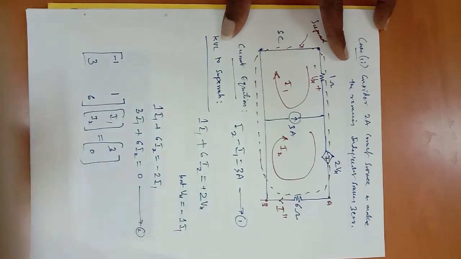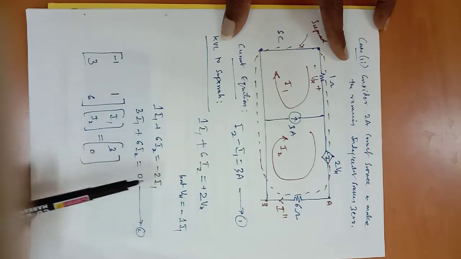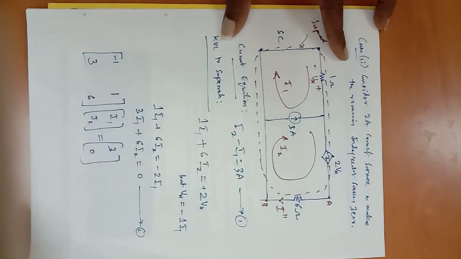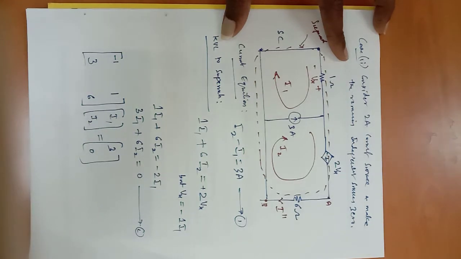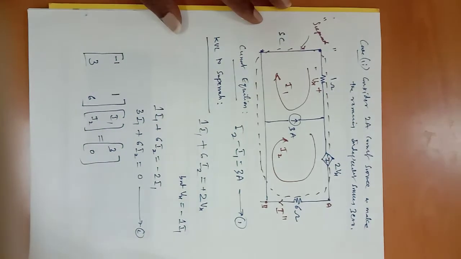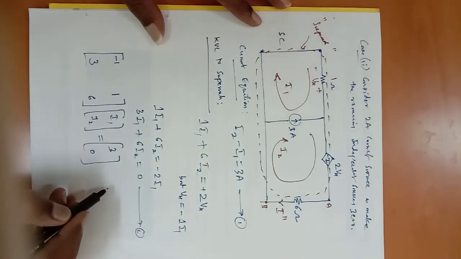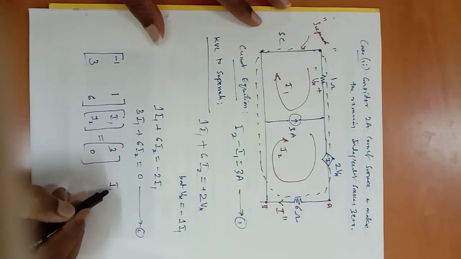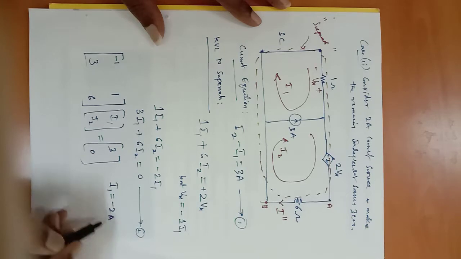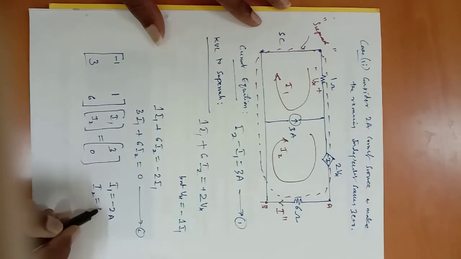So we want two equations. It may be a current equation, it may be a voltage equation. I want two equations to solve two unknowns. So once you get two equations, put it in matrix form and solve for I1 and I2, entering in the calculator. Solving for I1 and I2, we get I1 is equal to minus 2 ampere, I2 is equal to 1 ampere.